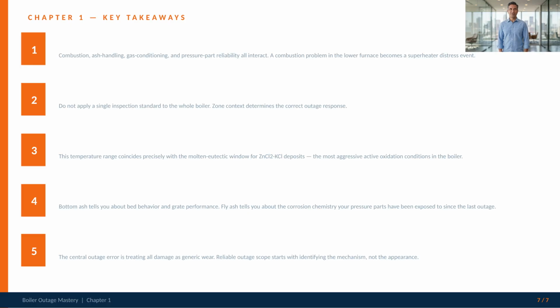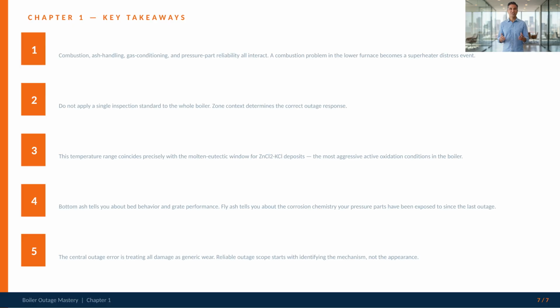Let me close this chapter with the 5 things I want you to take away and apply on your next outage. Point 1. WTE boilers are four coupled systems. Problems in one appear in another. Combustion, ash handling, gas conditioning, and pressure part reliability all interact. A combustion problem in the lower furnace becomes a superheater distress event.